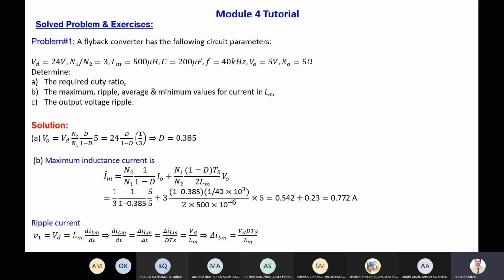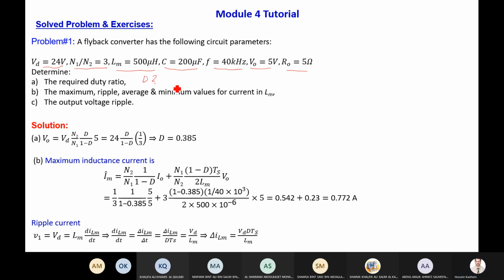A flyback converter has, I'm reading the question, the following circuit parameters: VD, which is the input voltage, the turn ratio, the magnetizing inductance, the filter capacitor, the frequency, the output voltage and the output resistance. So I can find the output current definitely. He asked me to find the required duty ratio, regarding the ratio D.